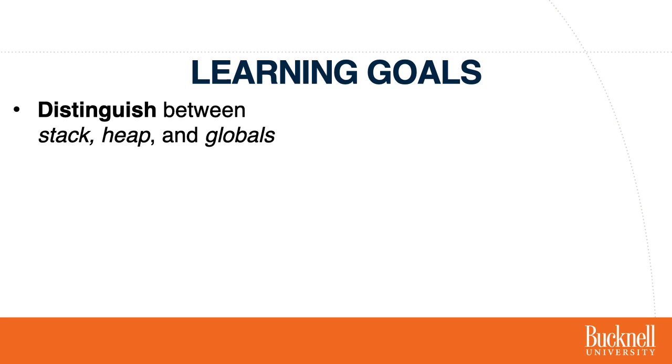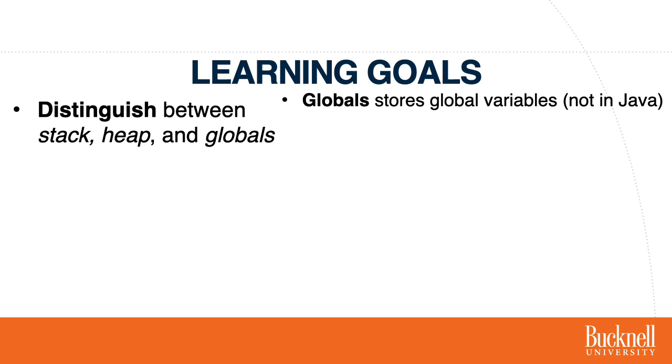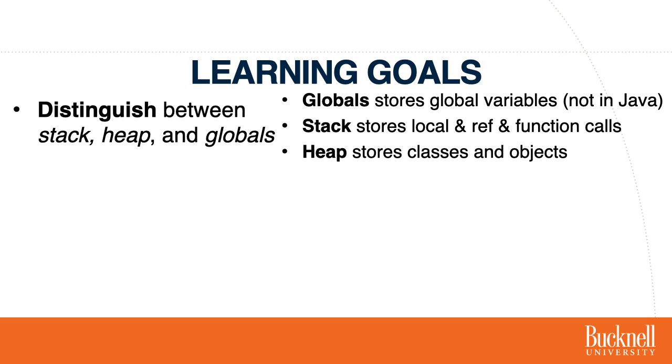Learning goals are to distinguish between three parts of memory: stack, heap, and globals. The globals part of memory stores global variables. It doesn't exist in Java. In Java, the stack stores local variables, parameters, and references to things on the heap, as well as function or method calls. The heap stores classes and objects.